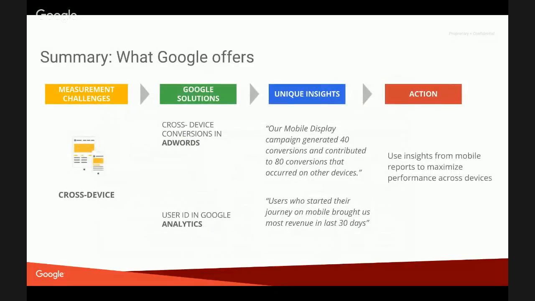So there is a challenge nowadays when it comes to cross-device measurement. And at Google, we have two solutions to the problem, two solutions that we already mentioned in a previous session. So the first one is AdWords cross-device tracking, and the second one is what we are talking about today, so user ID in Google Analytics. The first one helps you understand how much mobile contributes to your overall conversions, and the second gives you a better understanding of your users' behavior across devices and how they impact your bottom line.